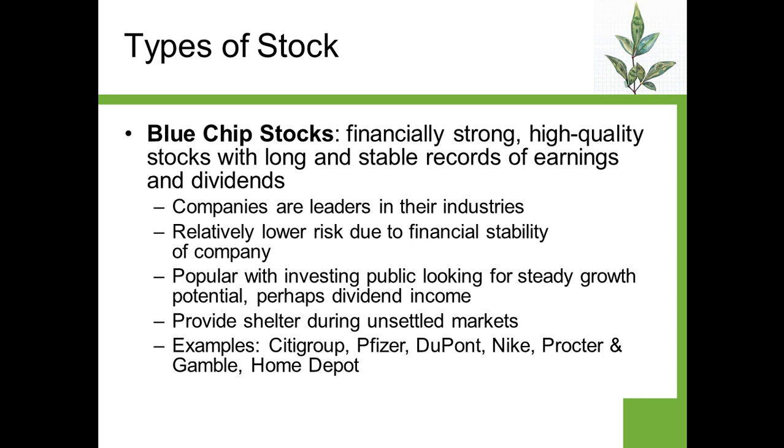The companies which offer blue chip stocks are leaders in their industry. Relatively, risk is lower than other types of stocks due to the financial stability of the company. So we call these types of companies the leaders of their industry. If they are leaders of their industry, they are financially stable. If they are financially stable, there is low risk.